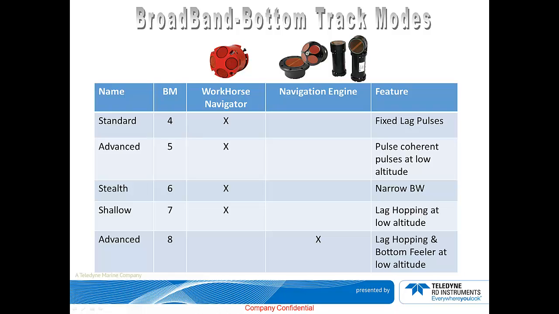We then took the lessons we learned from bottom mode 4 and bottom mode 5 and came up with a smarter bottom mode, which is bottom mode 7. Bottom modes 4, 5, 6, and 7 are all available for a workhorse navigator. There's also the most advanced bottom mode, which is available only in navigation engines, which is bottom mode 8. By the way, when I say navigation engines, I mean this. And this, on the other hand, is a workhorse navigator.